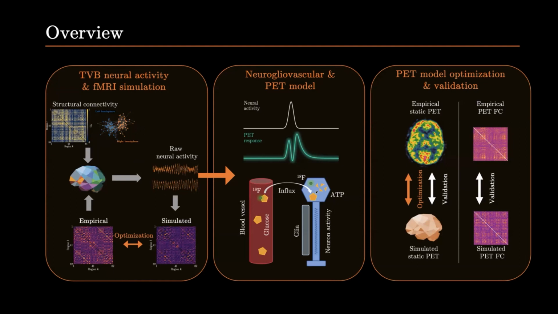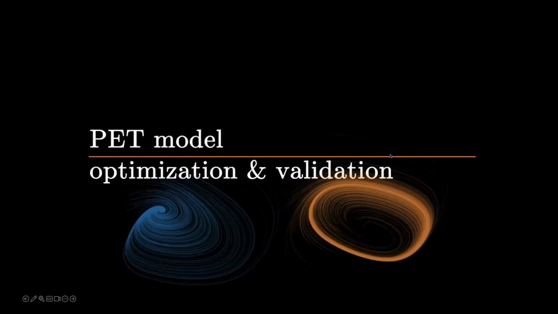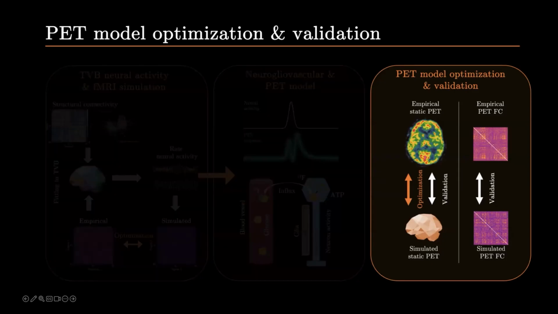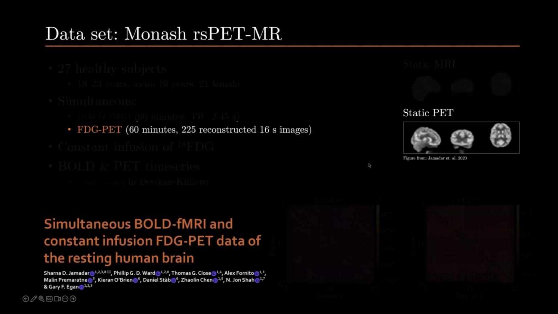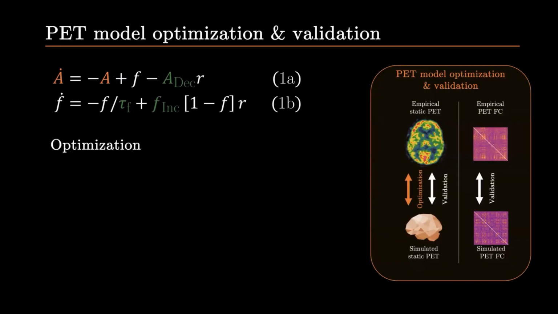And we can look back into the data set, in this part of the presentation, which is about the PET model optimization and validation. We can look back into the data set, which also contains PET time series. So before we were only using the Bold time series, now we can have a look into the PET time series and perform optimization of all model parameters. So this is again the PET model. It has these three parameters, tau f, f increase, and a decay.